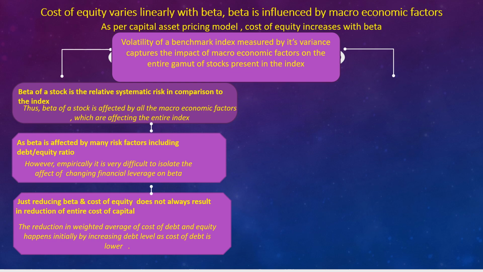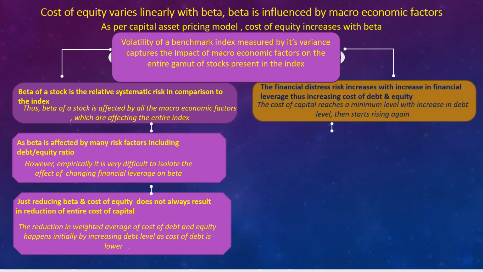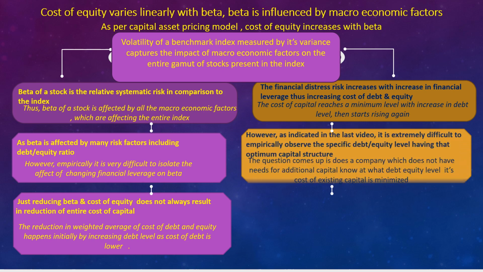The reduction in weighted average cost of debt and equity happens initially by increasing debt level, as cost of debt is lower. The financial distress risk increases with increase in financial leverage, thus increasing the cost of debt and equity. The cost of capital reaches a minimum level with increase in debt level, then starts rising again. However, as indicated in the last videos, it is extremely difficult to empirically observe the specific debt equity level having that optimum capital structure.